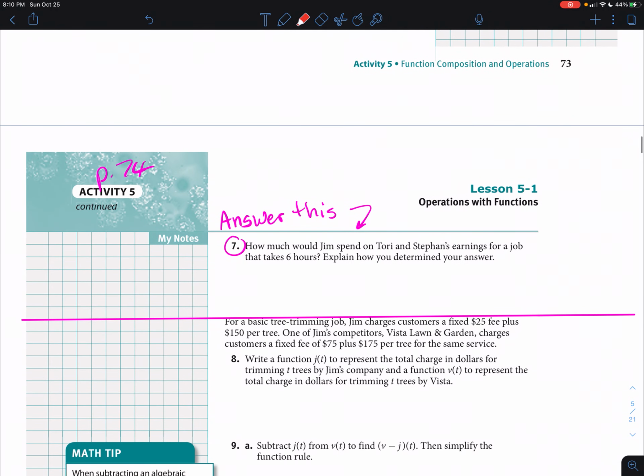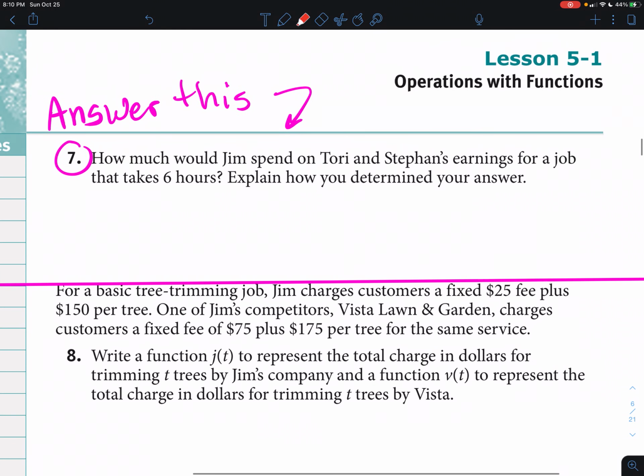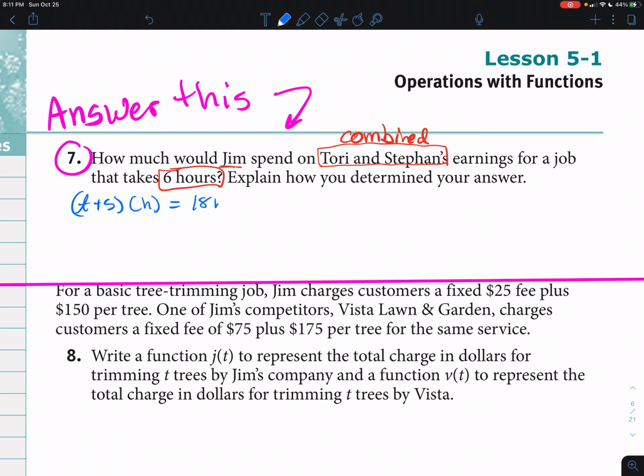All right, underneath this video, I want you to answer this question. How much would Jim spend on Tori and Stefan's earnings? So this is their combined earnings for a job that takes 6 hours. So again, we're using the combined earnings, and that was 18h. And explain how you determine your answers. Our job is 6 hours now. All right, you'll answer that in the text box below the video.